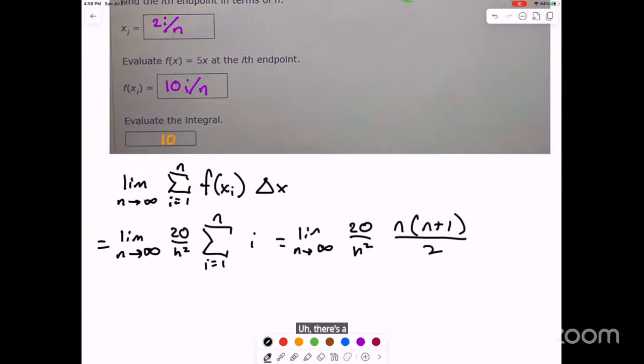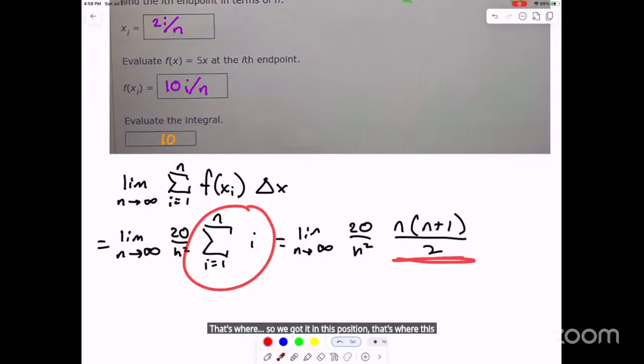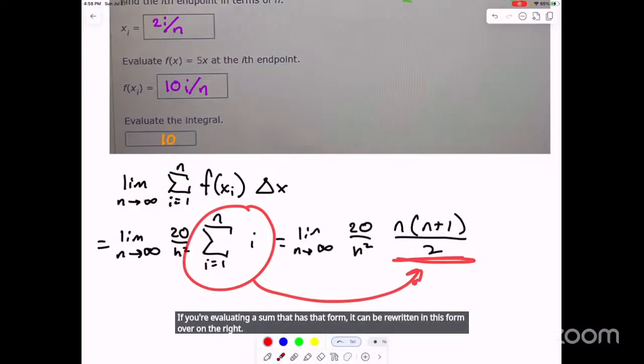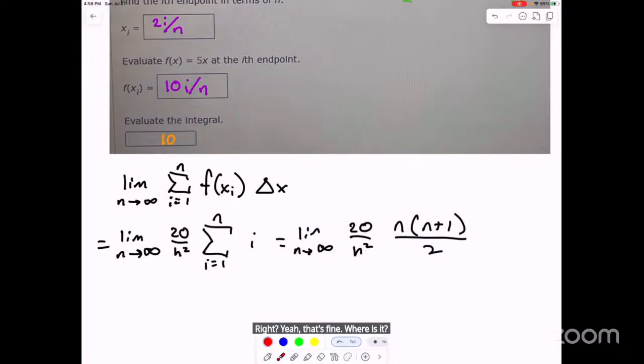There's a chart that says properties of sums, right? So we got our sum to be in this position. That's where this guy came from, right? So in the textbook on page 390, it says that if you're evaluating a sum that has that form, it can be rewritten in this form over on the right. All right, that's fine. Where is it? Let's go back. Right there. Yeah, right. So now let's keep going.